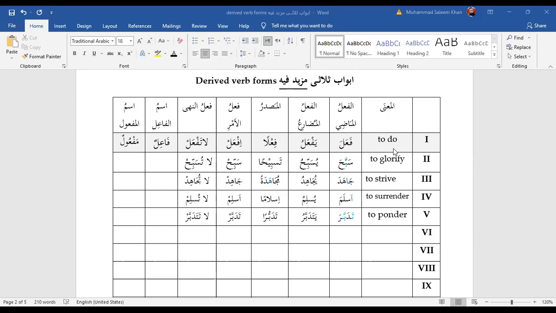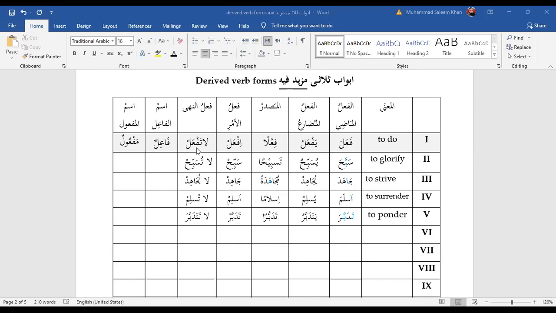So the first one, that is the standard one, which is fa'ala yaf'alu fi'lan, which is al-masdar. If'al is fi'l al-amr and fi'l al-nahi is la taf'al. And we have learned in the previous lessons how to make fi'l al-amr and how to make fi'l al-nahi.